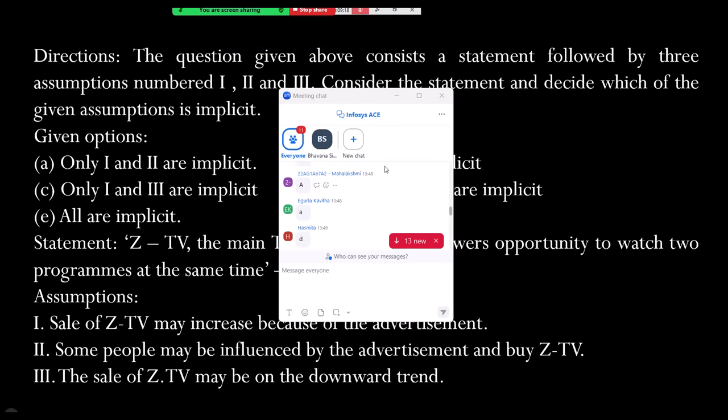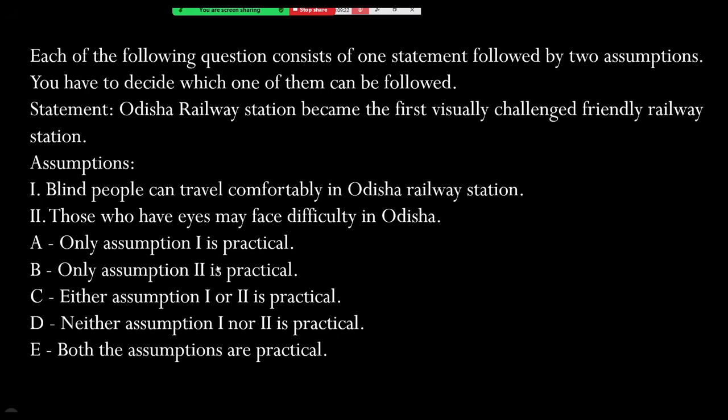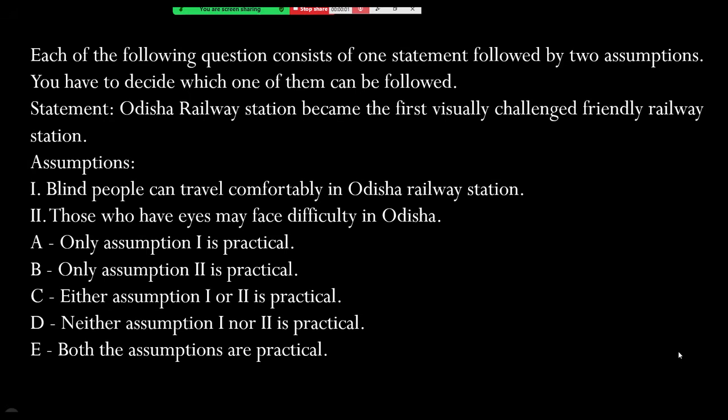Now let us see the next one. Check this once. In this question: Odisha railway station becomes the first visually challenged friendly railway station. That's the statement. What is the assumption? Visually challenged people can travel comfortably. That's the positive thought. Those who have eyes may face difficulty: this is a negative thought.